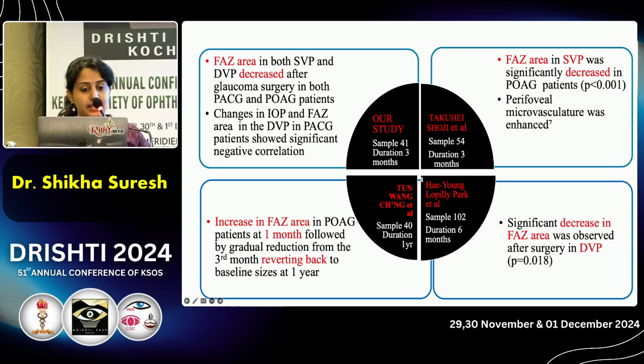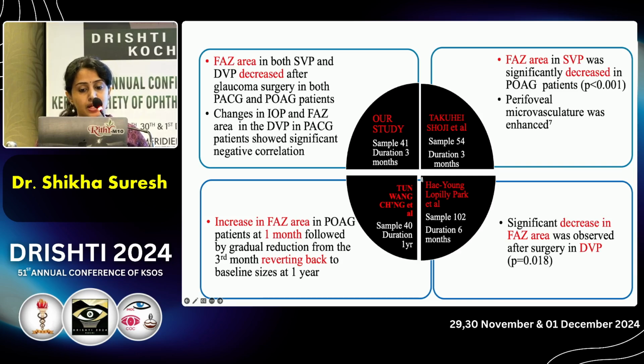According to our study, deep vascular plexus showed a more significant reduction when compared to superficial vascular plexus. This suggests that the deep vascular plexus is more sensitive to IOP lowering procedure. Also, it highlights the potential of FAZ in the deep vascular plexus as a prognostic indicator of microvascular improvement after glaucoma surgery. Also, this underscores the importance of analyzing both the superficial as well as deep vascular plexus separately in future studies.